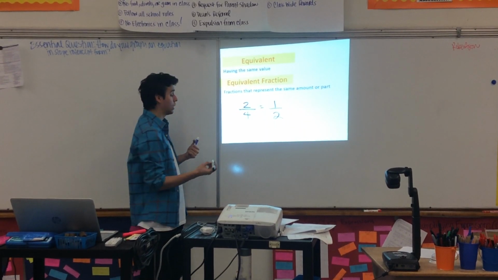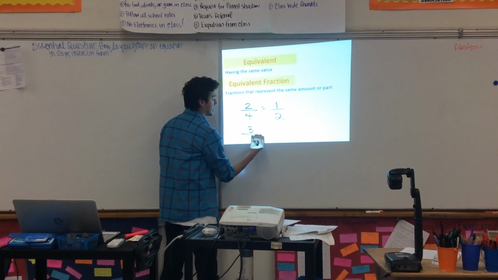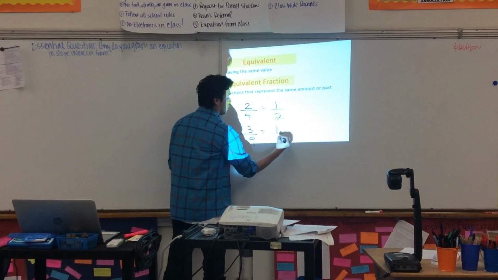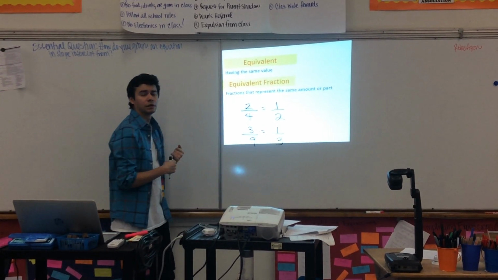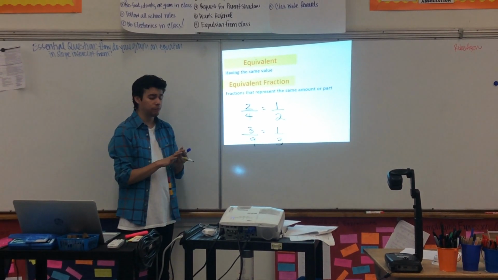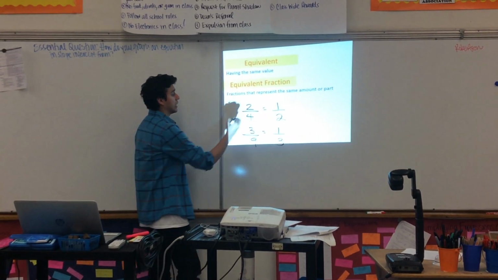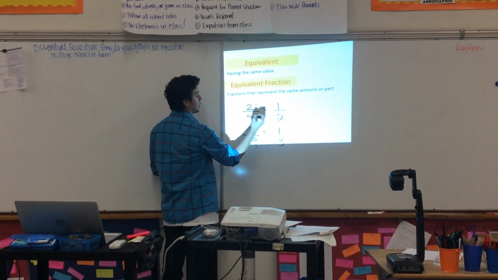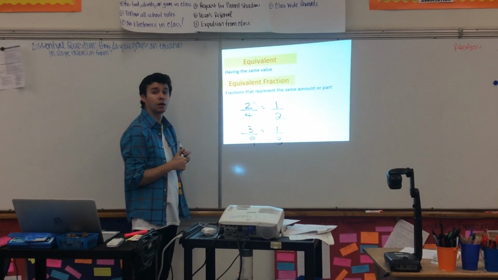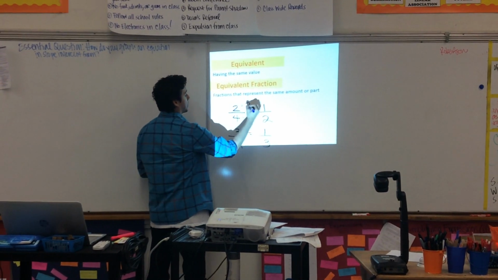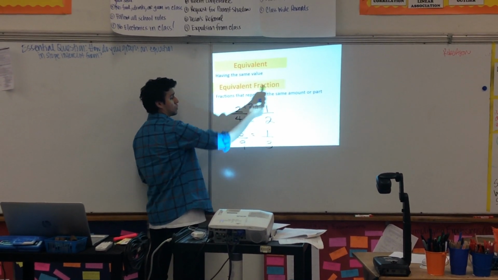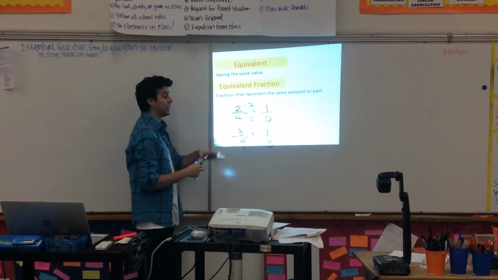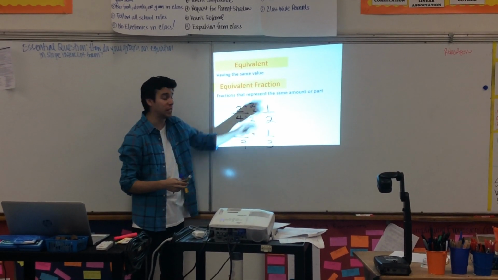Okay? Let's give you another one. 3/9 is equivalent to 1/3. You're like, how are they the same? Well, you could reduce. If you reduce, these two numbers can be reduced by what number? 2. Good, 2. So we were going to reduce it by 2. So 2 divided by 2 is 1. 4 divided by 2 is 2. These two are the same thing.